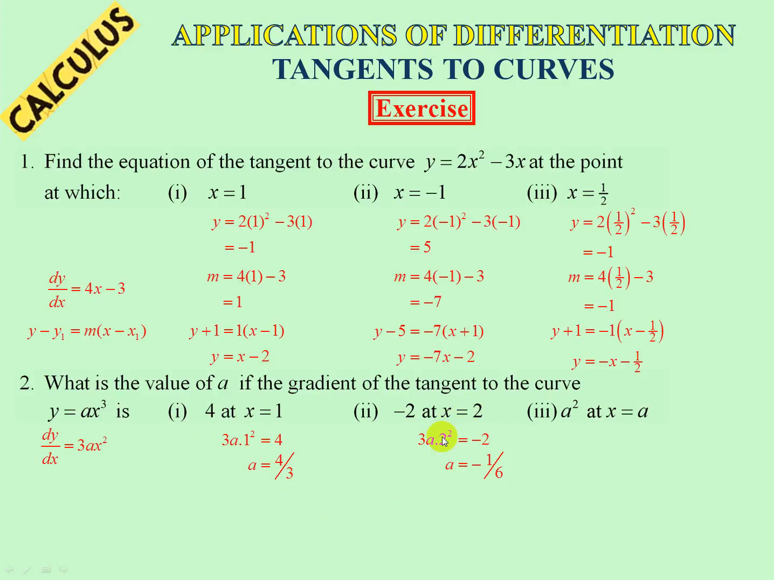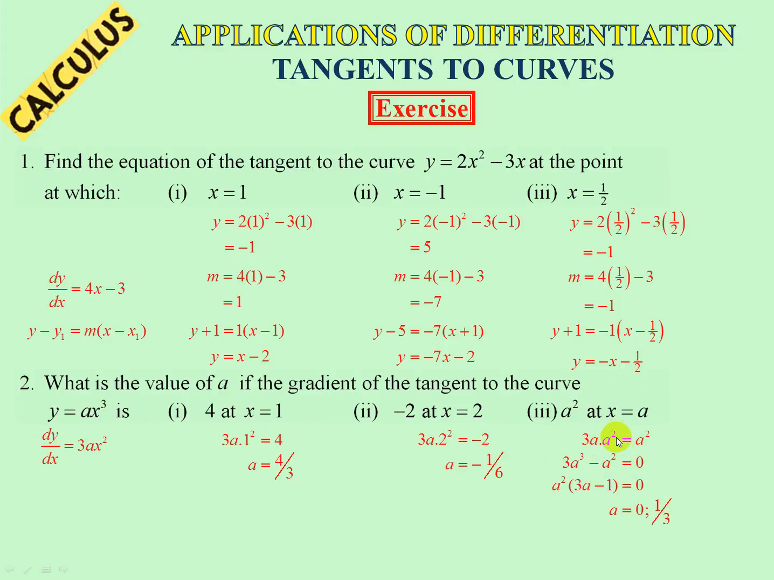3a times 2 squared equals negative 2. Solving, we get a equal to negative 1/6. This looks terrible, but not really. I'm going to say 3a times x squared, so I'm going to get a squared, or x squared, and it's equal to a squared. So there we are.